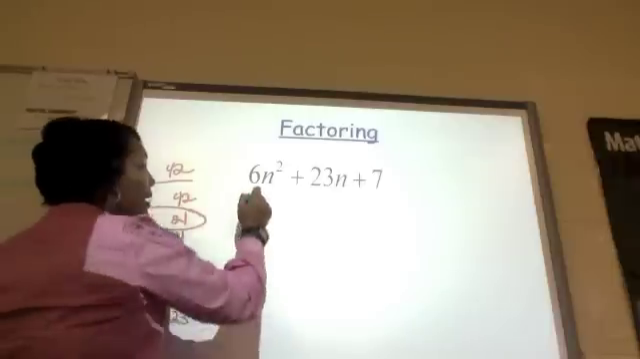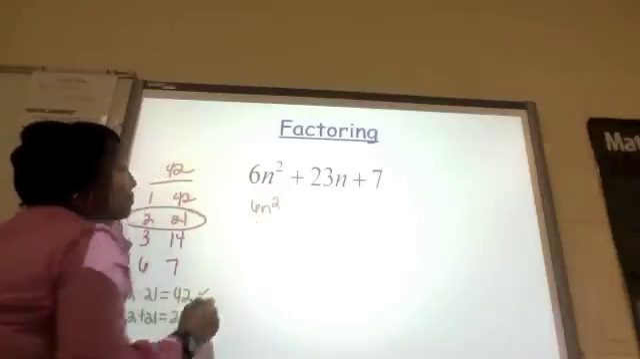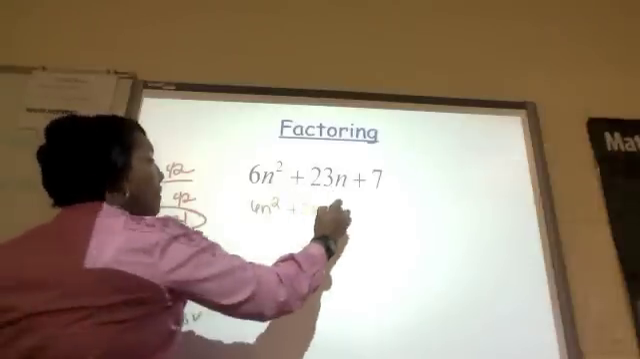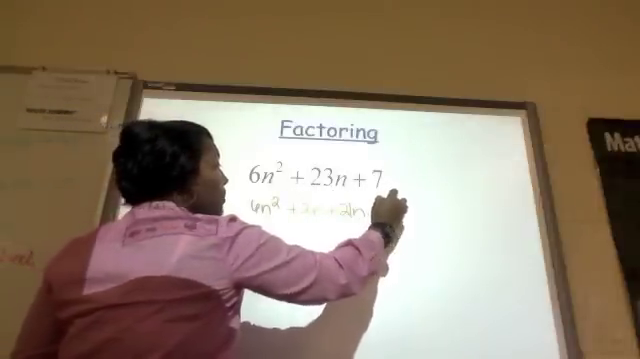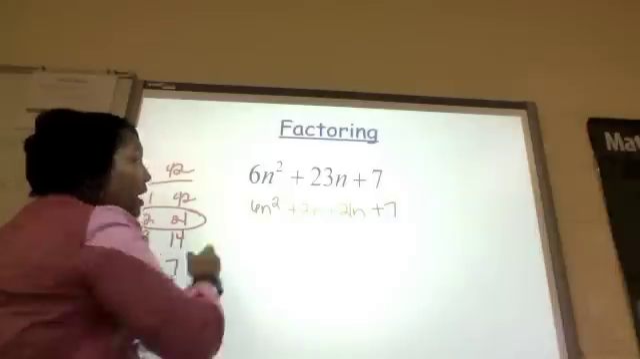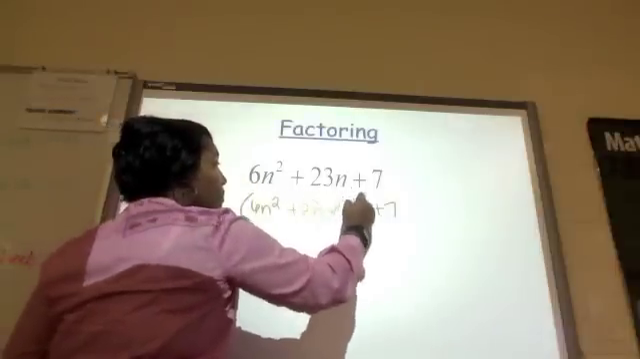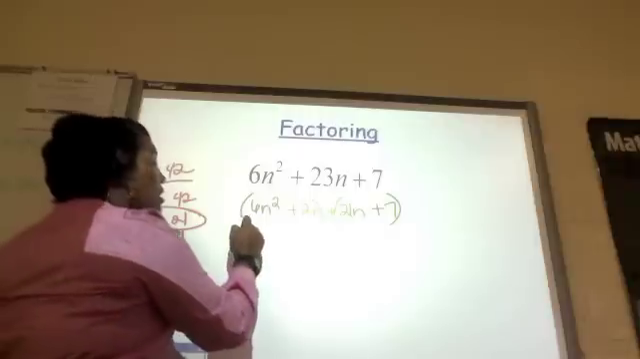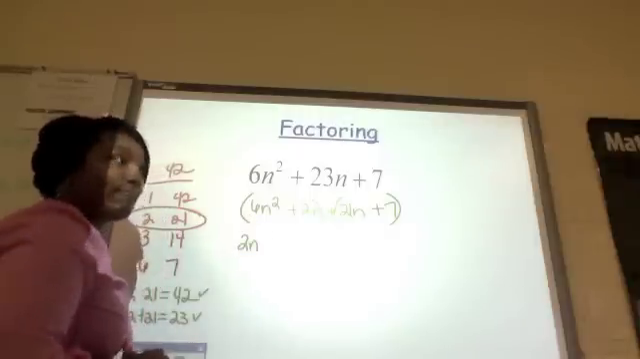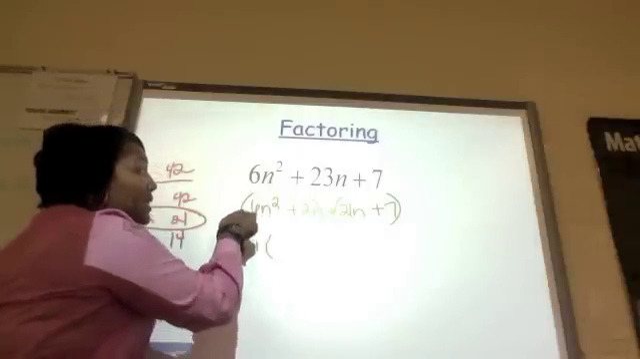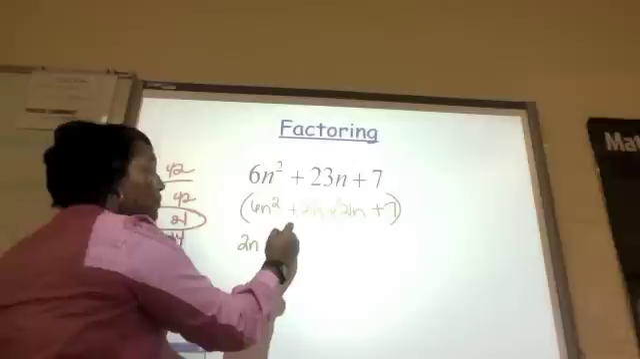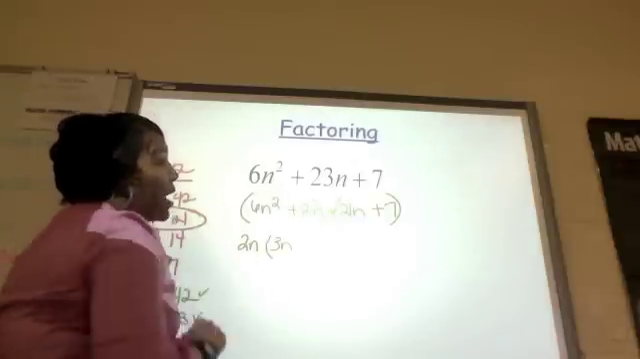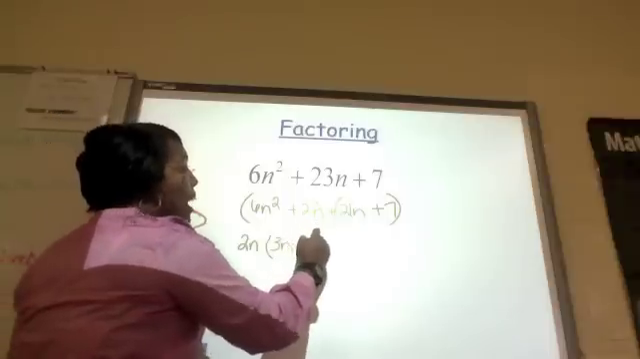Okay, rewrite: 6n squared plus 2n plus 21n plus 7. Okay, group. Factor. My greatest common factor here is 2n. What can I do to 2n to get 6n squared? Multiply by 3n. What can I do to 2n to get a positive 2n? Multiply by 1.